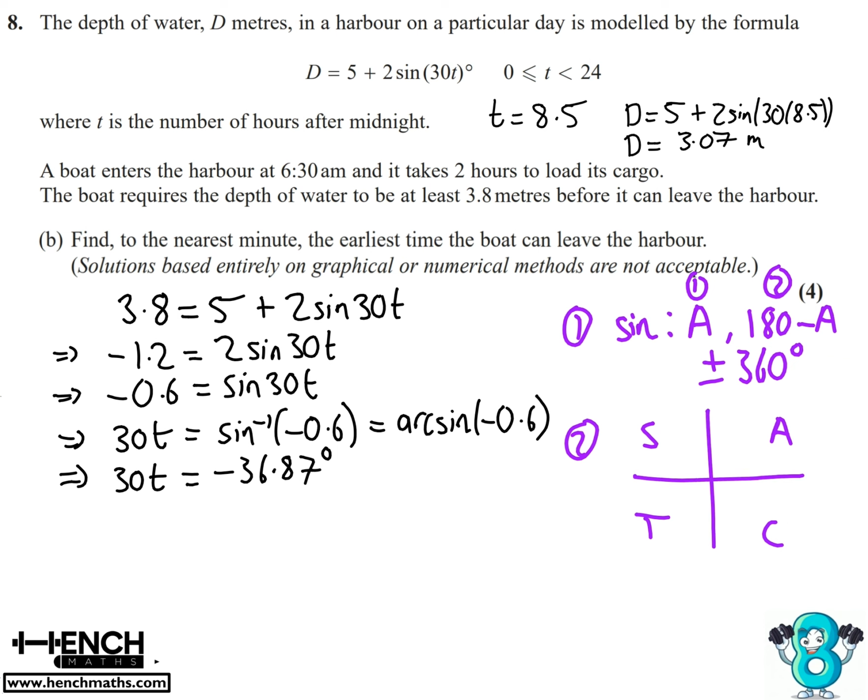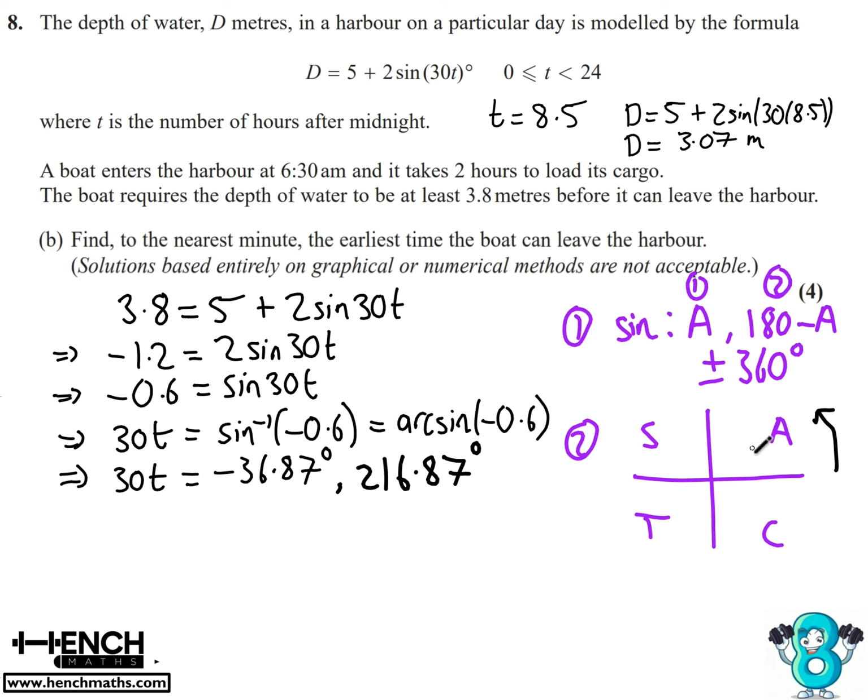So if we use way 1, we can see that the next solution will be doing 180 subtract this answer. So 180 subtract negative 36.87 actually will mean it's positive. So we get 180 plus 36.87 will be 216.87 degrees.